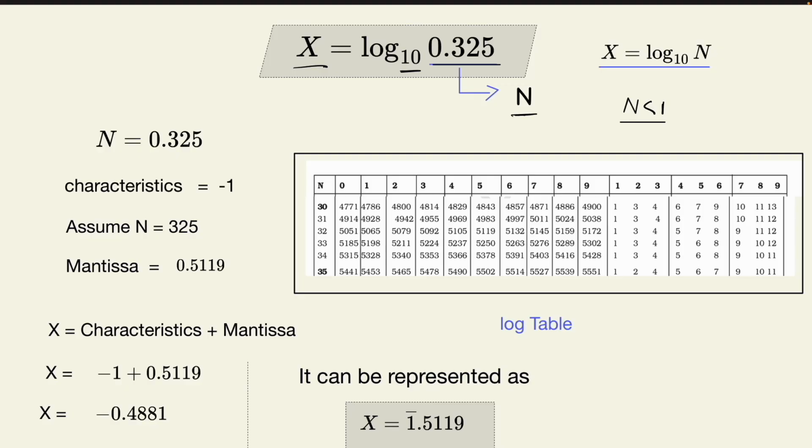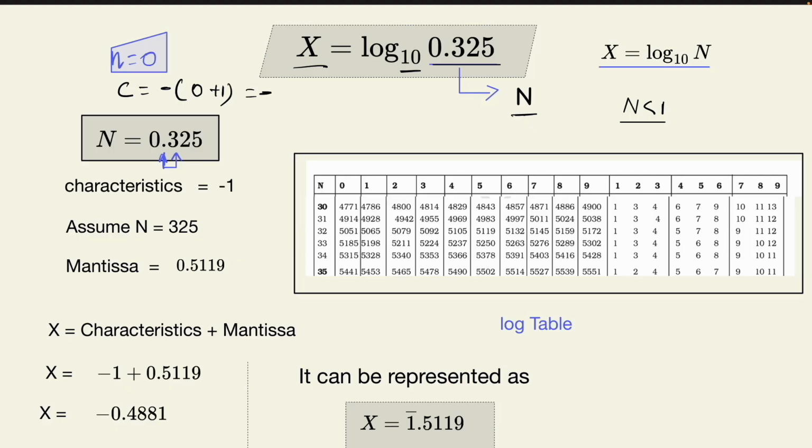As n is here, how much? 0.325. So what is the characteristic? In this case, we look at the number of zeros which lie between the decimal and the non-zero number. Here this is the decimal and the non-zero number is next to it. So there are no zeros between the decimal and the 3. So it means that in this case n is equal to 0. Now to find the characteristic, it's equal to minus n plus 1. We are adding 1. So in this case it is minus 1. So the characteristic is equal to minus 1.